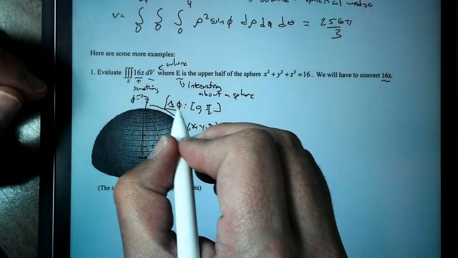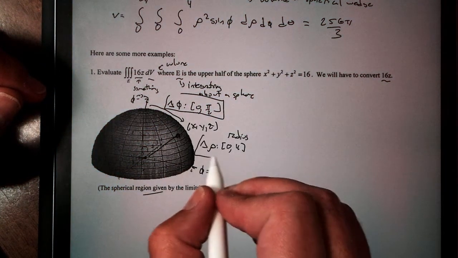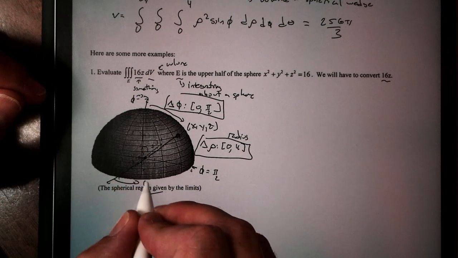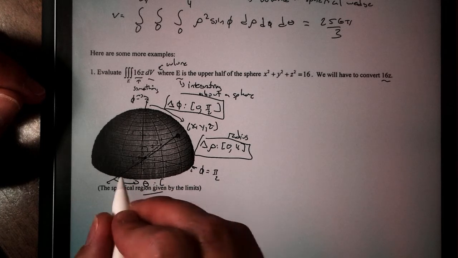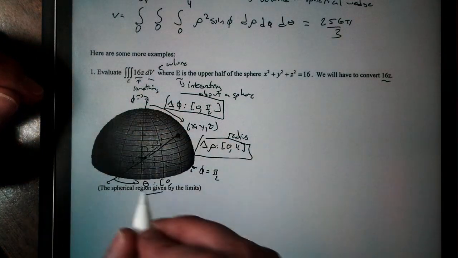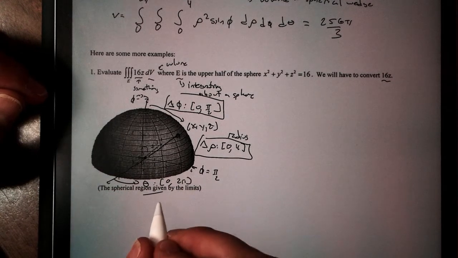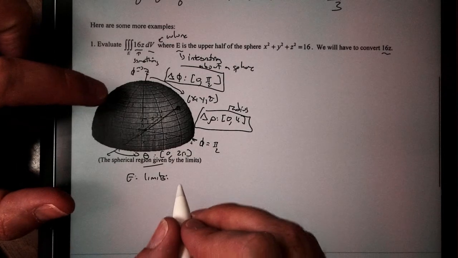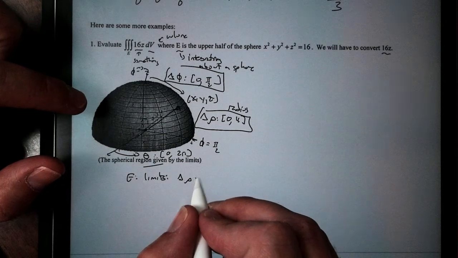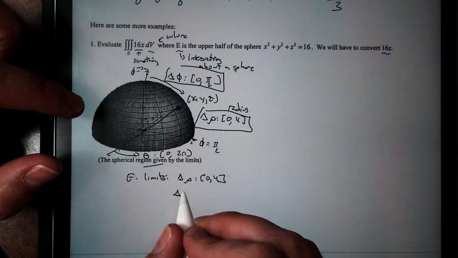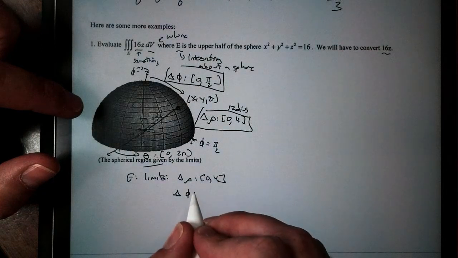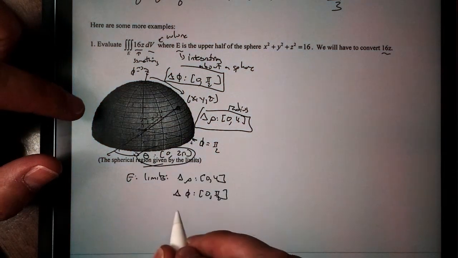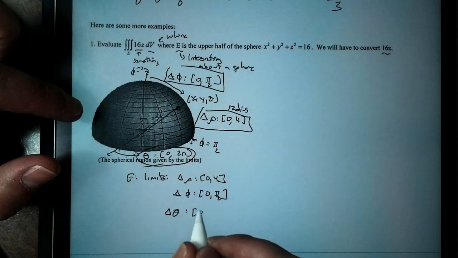So we have our change in phi, we have our change in rho, and the last thing we need is theta. Coming from the xy plane, theta, remember, goes around. So theta is going to go from 0 all the way around to 2 pi. So that gives us E, our limits. And we can write them down here again. We know that the change in rho is 0 to 4. Our change in phi is 0 to pi over 2, and we just said the change in theta is 0 to 2 pi.